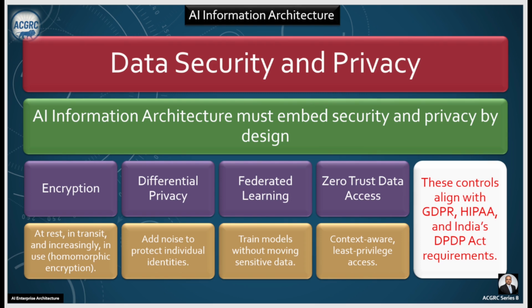The next is differential privacy, where you need to add noise to protect individual identities. That's maintaining differential privacy. Then you have federated learning. You need to train models without moving the sensitive data. So that's federated learning. From a zero trust data access perspective, the data access should be context aware and with least privilege. These controls align with regulations, which could be GDPR, HIPAA, or India's DPDP Act requirements.